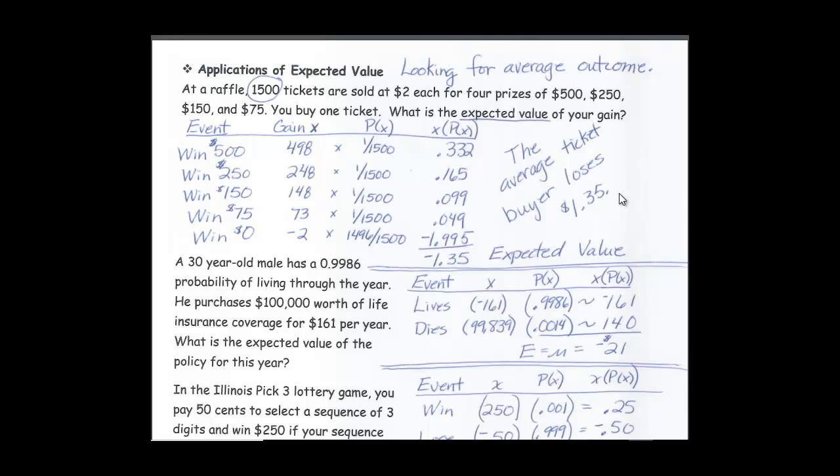In a sense, the winnings are distributed across all 1,500 ticket holders to arrive at that expected value of negative 1.35. Now it seems like an odd way to think about probability of gambling, but in general this method is applied to business ventures to calculate the risk of loss or the likelihood of gain in an investment. So that concept comes into play there.